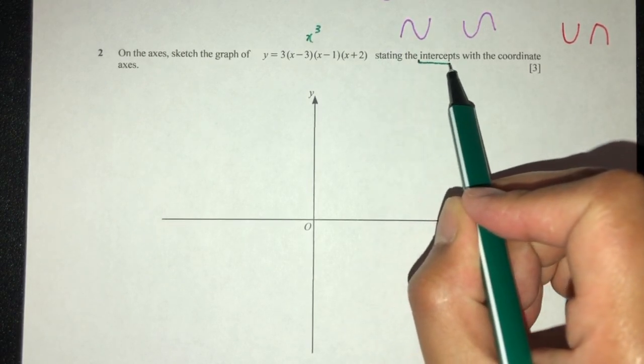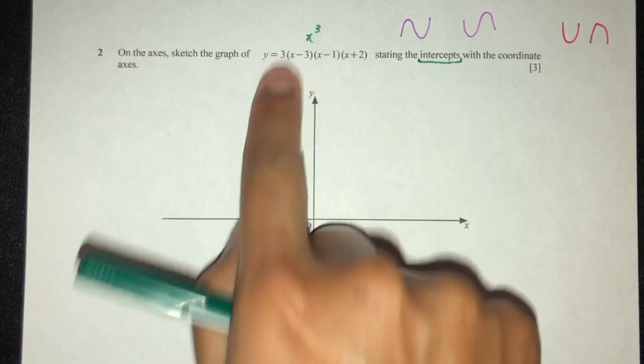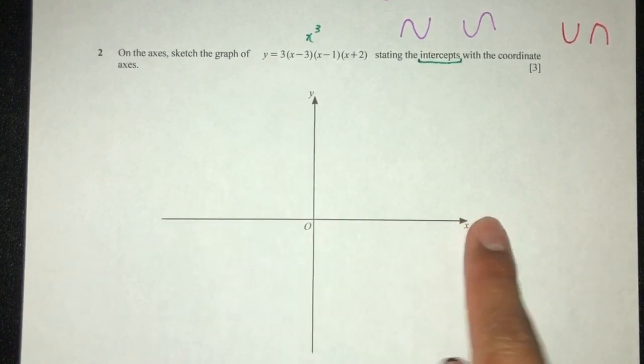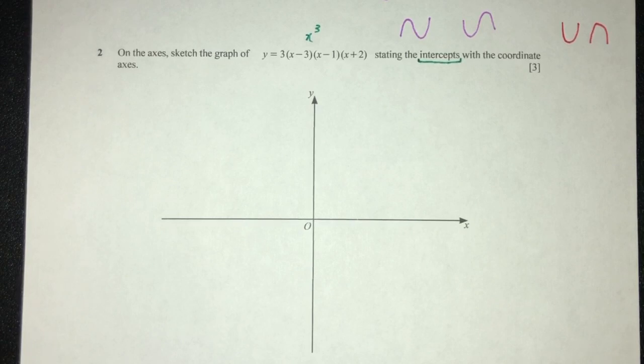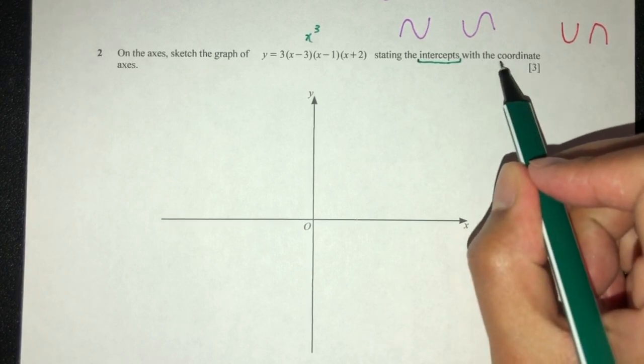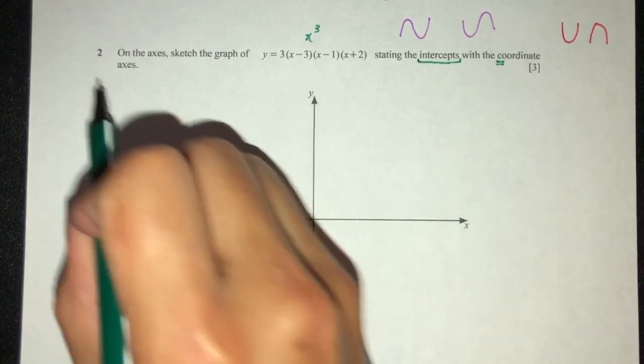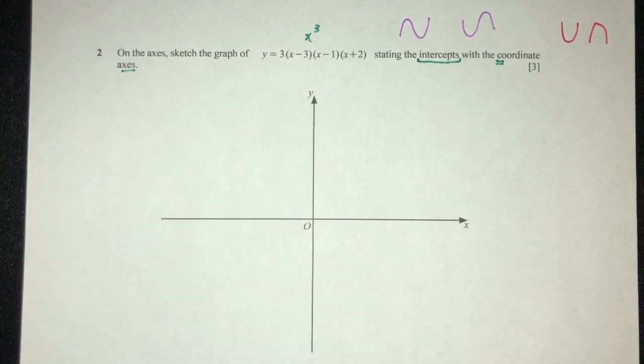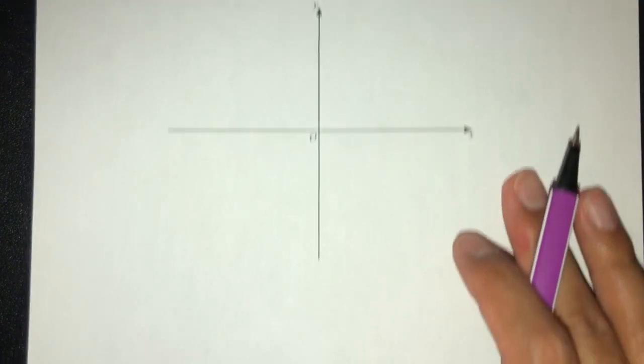It means that we have to show exactly where the graph cuts the y-axis, but also where it cuts the x-axis. That's what it means. And of course we have to show the coordinates or the points on the axis. So we have to mark the points where it cuts the axis. So one by one, let's first begin.